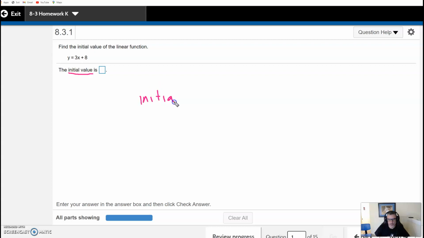So remember, I always talk about math being a language. So initial value is just a synonym, right? Synonym is two words that mean the same thing. It's a synonym for the Y-intercept. Y-intercept is a very mathematical term, right? It's the point where the line crosses the y-axis.